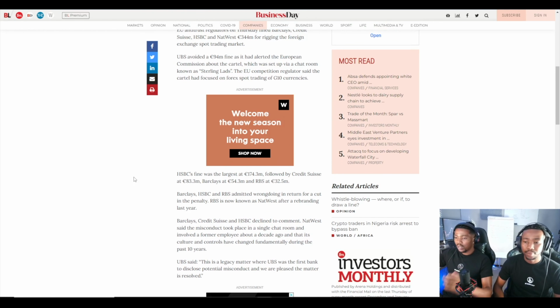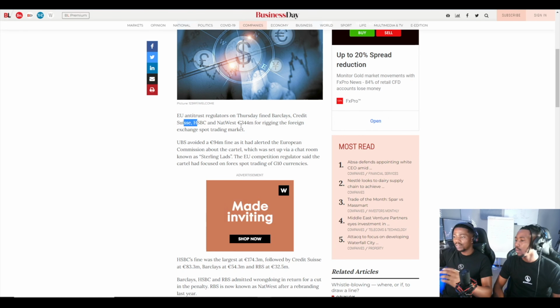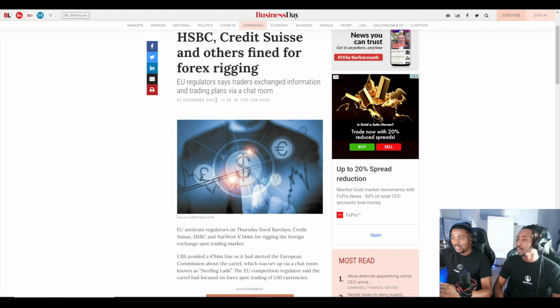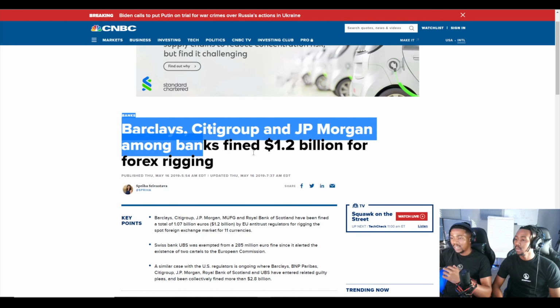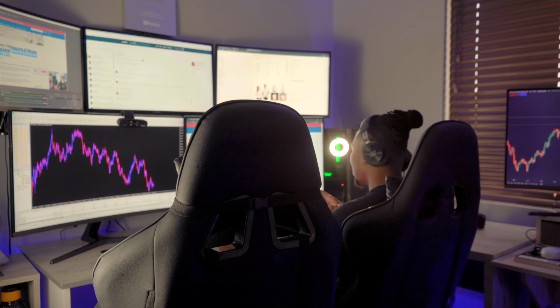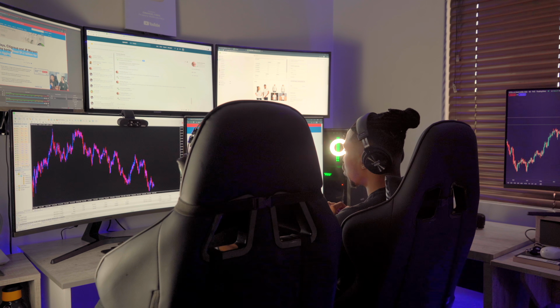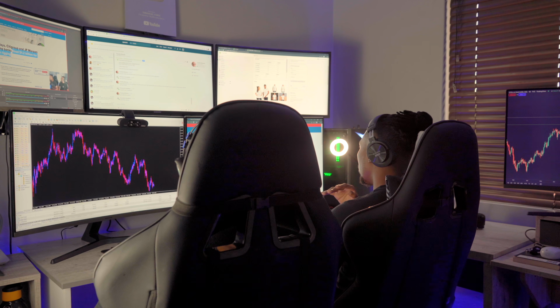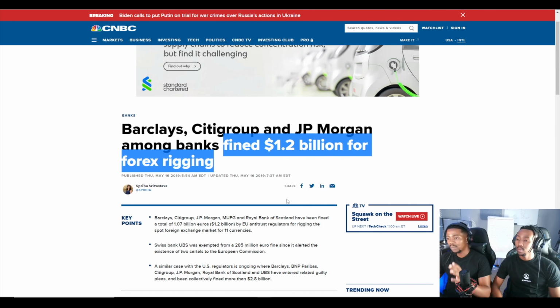True. You can see here, guys, HSBC, Barclays, Credit Suisse, all these banks were fined for Forex rigging, and this was in 2021. This is very recent, and it's been going on for many years. Even in 2019 the same thing happened, and they were fined a total of 1.2 billion for Forex rigging. So we can see there's a repetition of these acts, meaning that as long as we know these things are happening, we'll know how to combat them, and you're going to know how to win and profit by following the 5 steps we're going to share in this video.